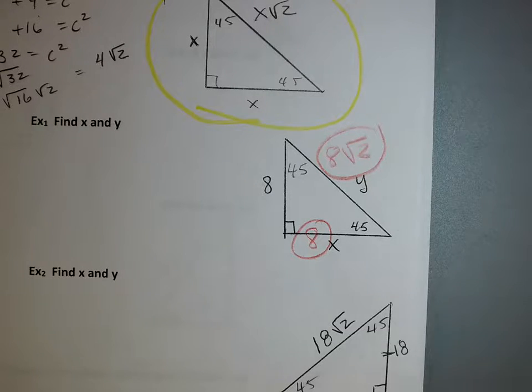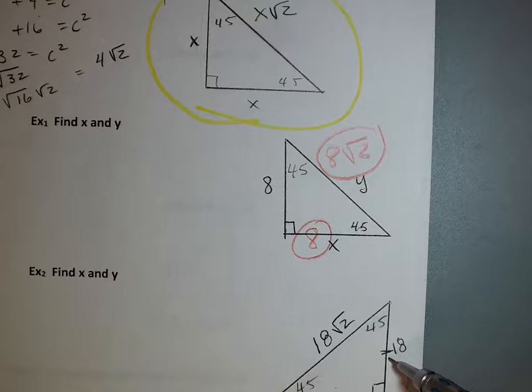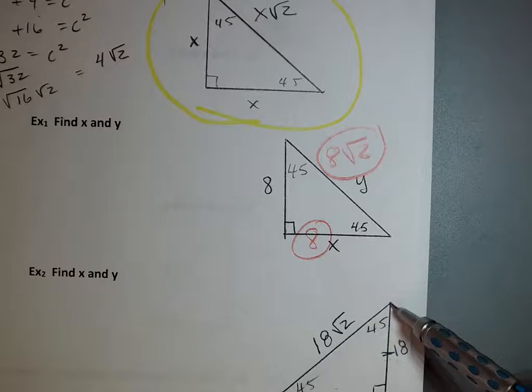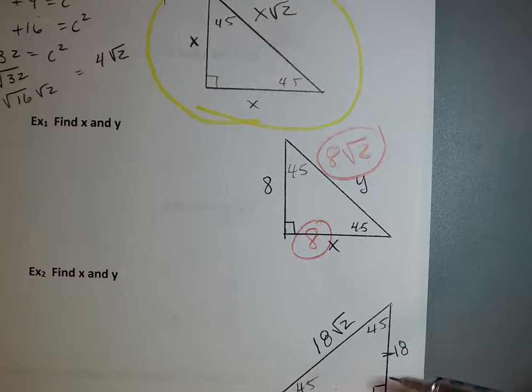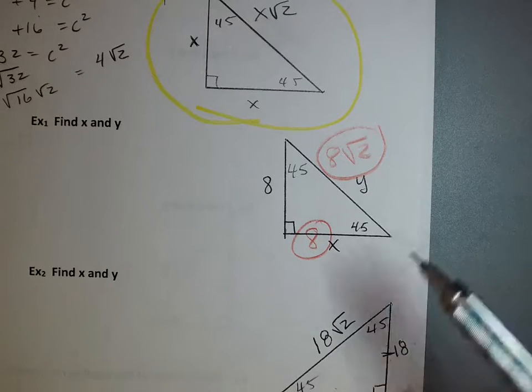Okay, again, because these two sides are equal, it's half a square. Does that make sense? And if I cut a 90 degree in half, it's 45, 45. Okay? Now let's look at example 3.